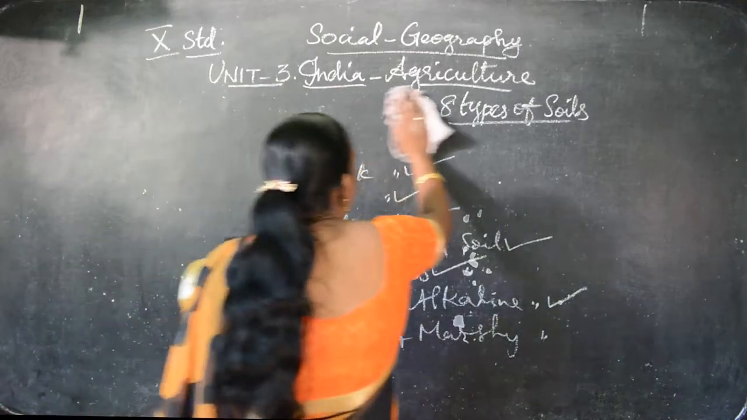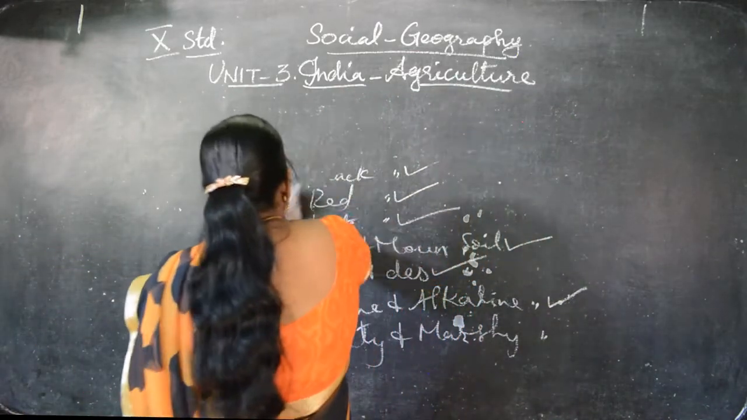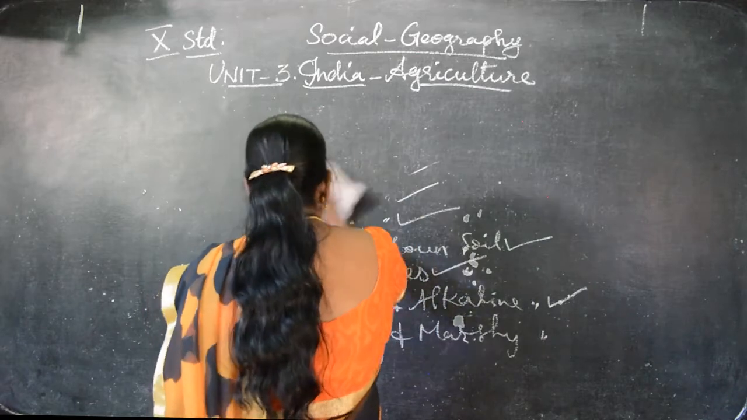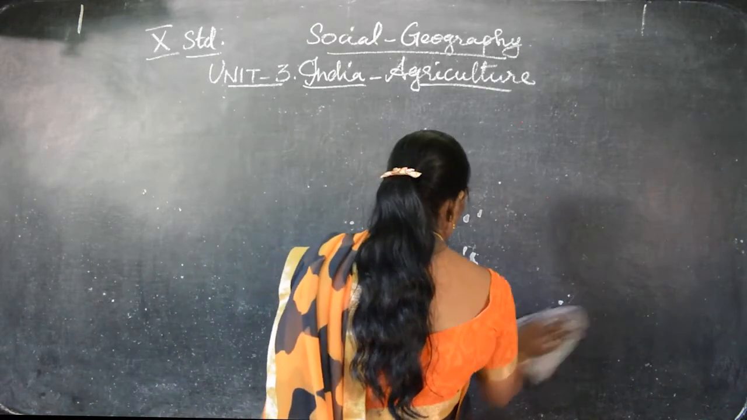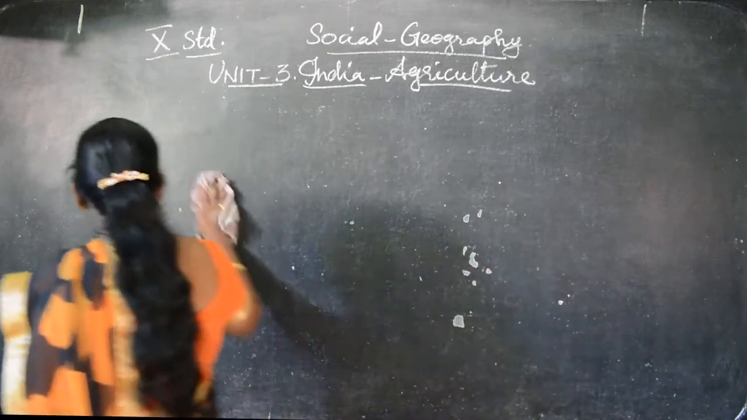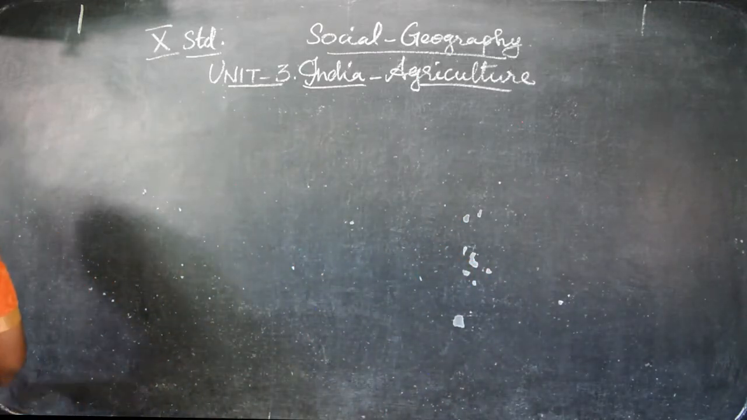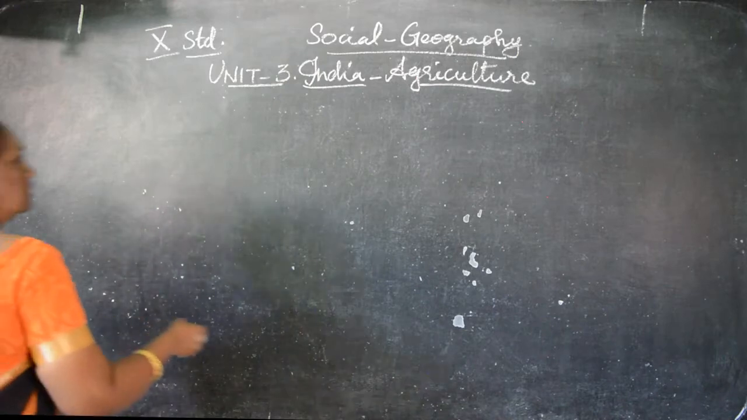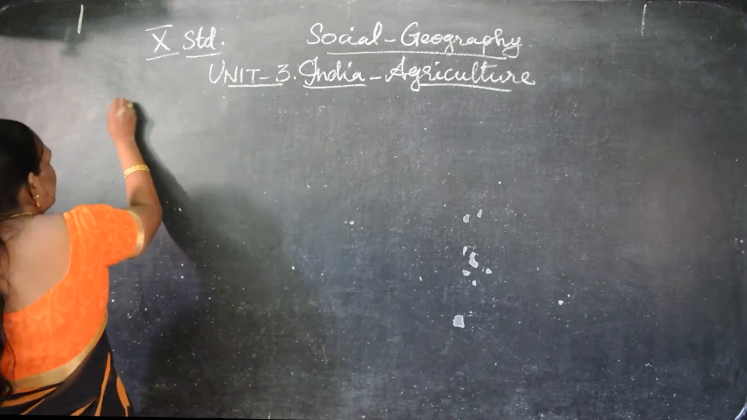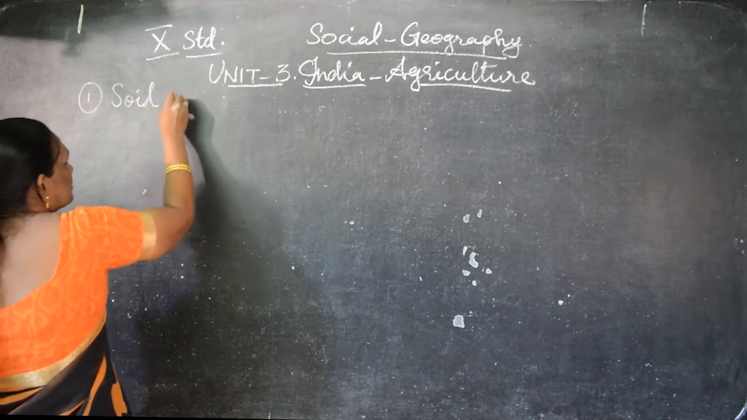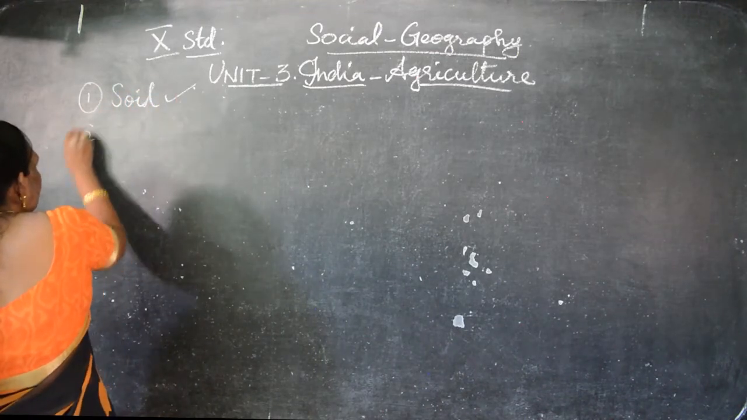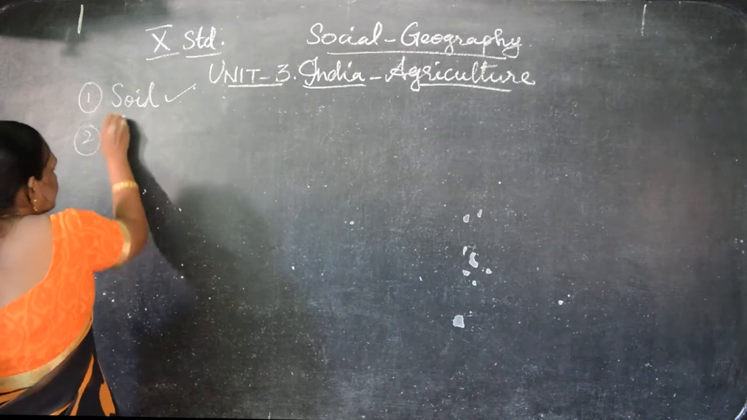So another important factor for agriculture is water. First one, what we saw, soil is an important factor. All the soils we saw. Second one is irrigation.